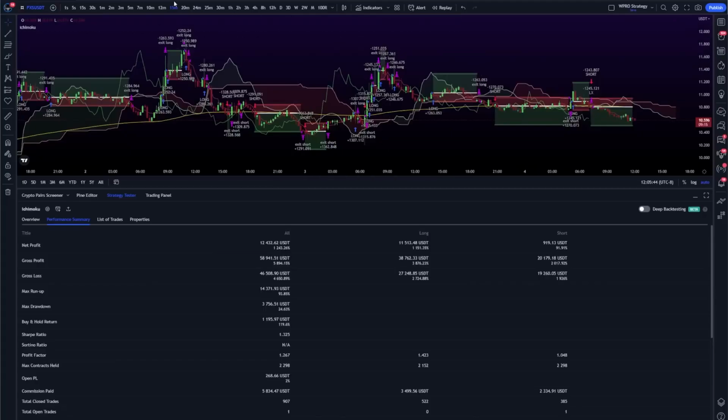So I've copied that. I've headed over to our Ichimoku cloud strategy on Tradingview. This is the time frame that I want to execute the alerts from.